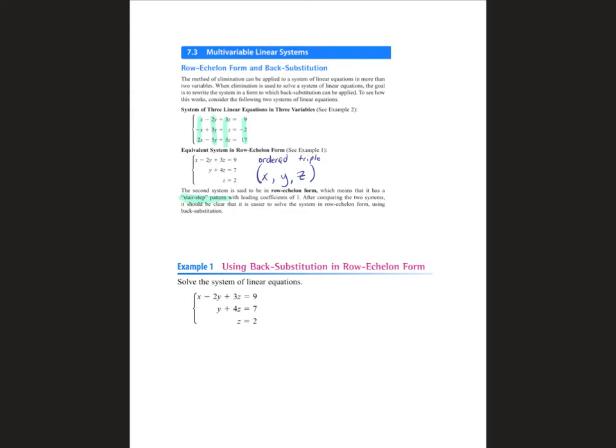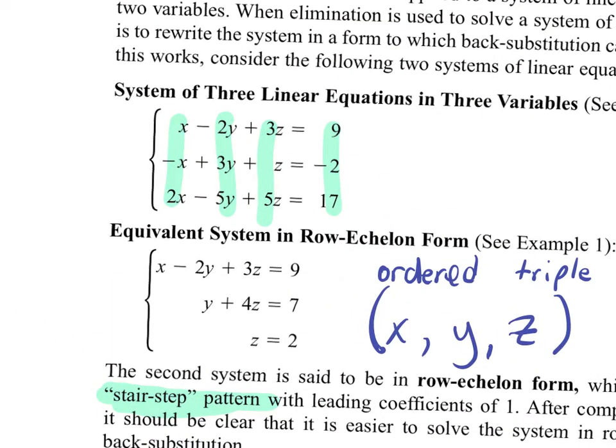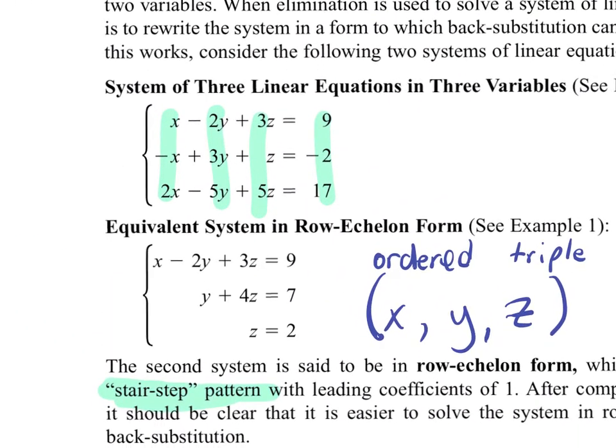Multi-variable linear systems. Guys, what does multi-variable mean? More than one, right? If you look at this example, we have 3 variables, right? If we have linear systems, that means everything is raised to what power? The first power. Okay, we don't have any squares or anything like that.